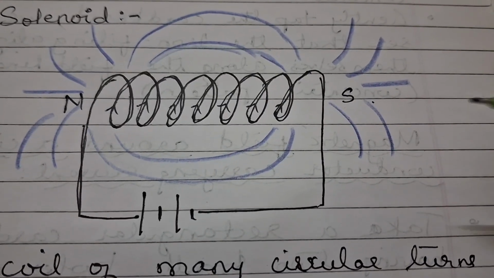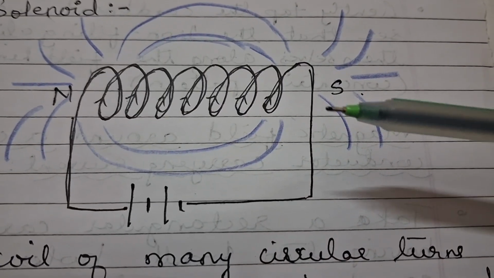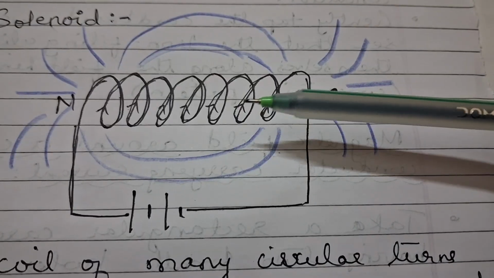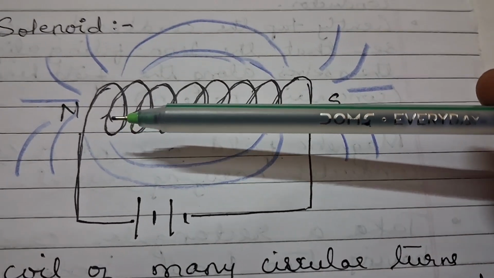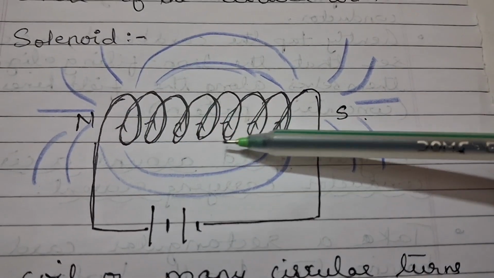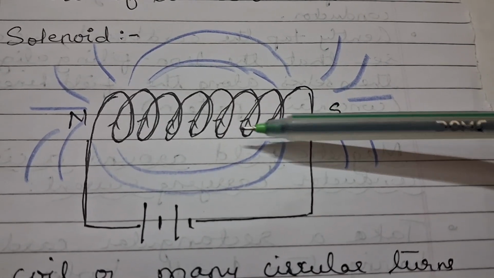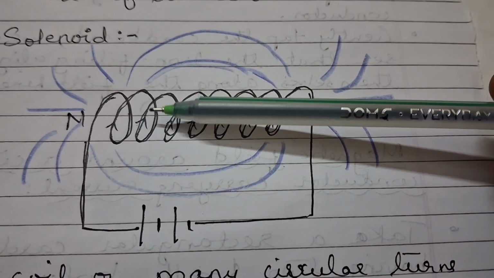If you take a soft iron bar and insert it in this circular coil, it behaves like an electromagnet. So a solenoid can be converted into an electromagnet by introducing a soft iron core into the circular coil.